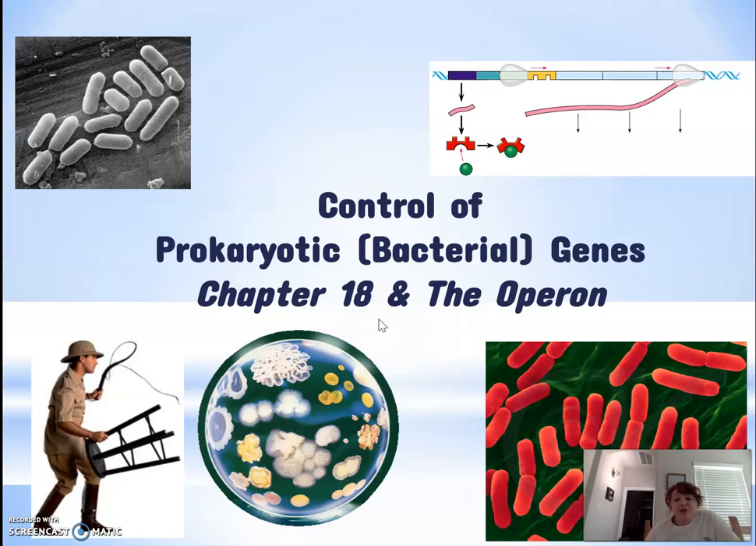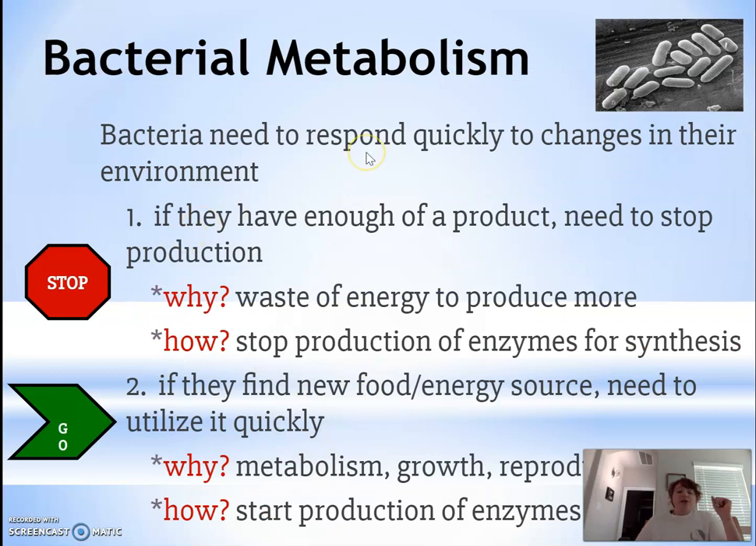So now we're going to go over the control of prokaryotic genes. That was all eukaryotic, so now we're going to go over prokaryotic. Prokaryotic cells are way simpler, and most prokaryotic cells are bacteria. Bacteria need to respond quickly to changes in their environment because they are so simple. If they have enough of a product, they need to stop production because they don't want to waste energy if it's not needed.